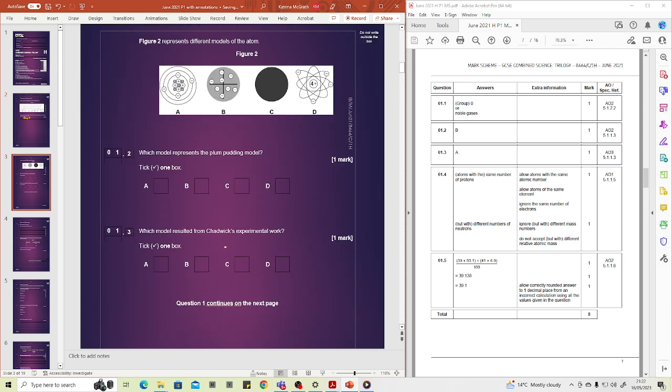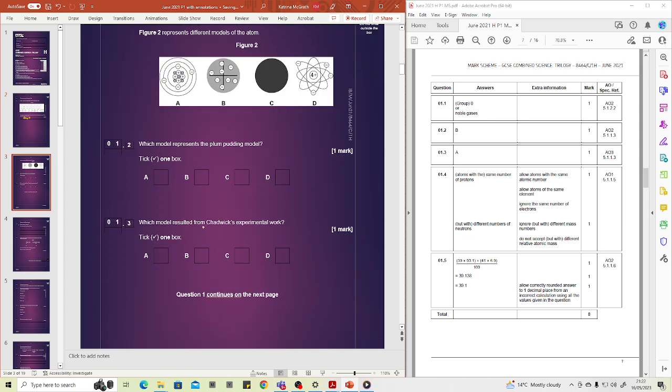Next question. Which model of the atom represents the plum pudding? So if we remember that we have a ball of positive charge, there it is, with electrons embedded all about right through the volume of it, then we've got B there. And which model resulted from Chadwick's experimental work? It has to have a neutron. So we should have A there.